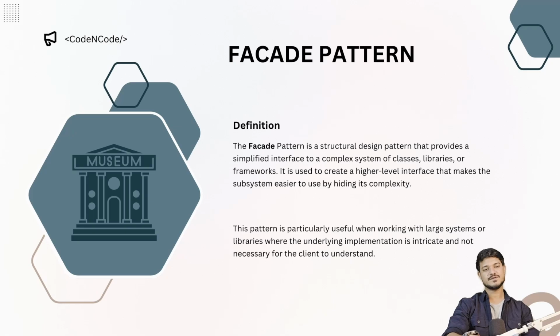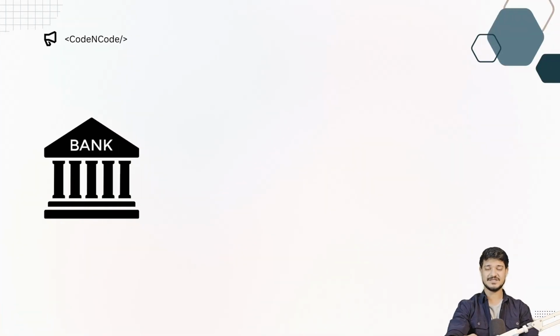This pattern is particularly useful when you're working with a large system of libraries where the underlying implementation is intricate and not necessary for the client to understand. So if you have multiple subsystems and understanding how they work is not necessary for the client, the client just wants a simple interface to do certain work. What it does behind the scenes, the library, the class that you have written, or the framework, the client is not interested in that. In that case, you can use the facade pattern. I'll explain that in detail here.